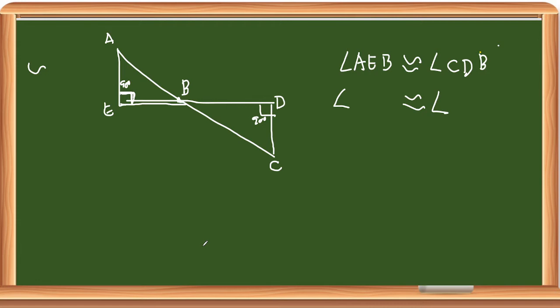Anyone? Angle B. You cannot name it as angle B. You should use three letters because pwedeng ito ang angle B mo, pwedeng ito din yung angle B mo. So we have angle ABE. So ito yon, A, B, E. It is congruent to angle DBC or CBD. Bakit sila congruent? Parehas sila. Why do they have the same measurement?